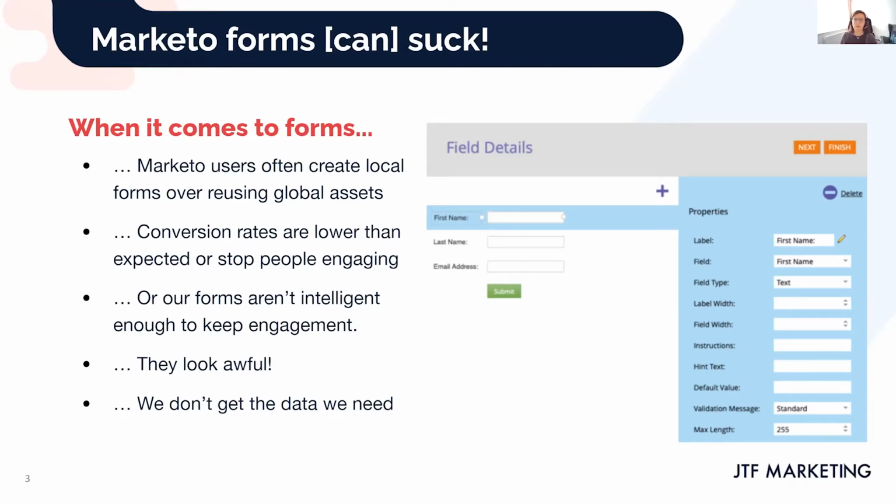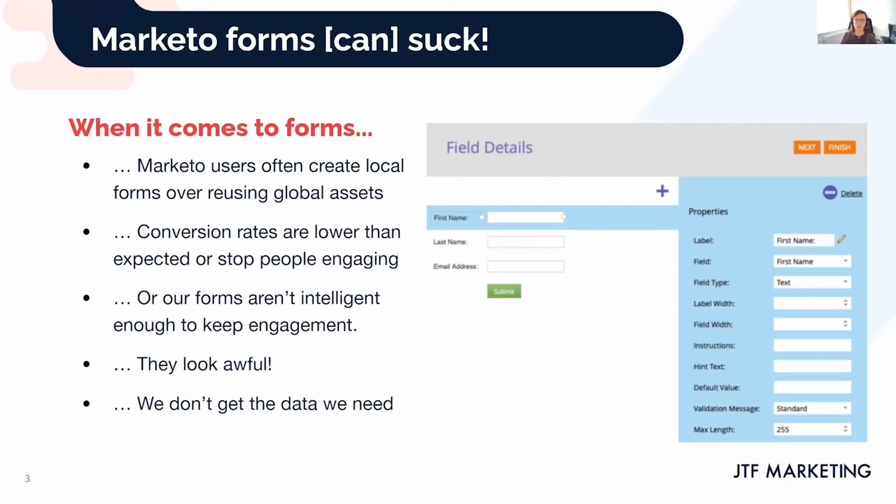So some of the problems I encountered was that my conversion rates were lower than I was expecting, and people never went anywhere else after that. My forms weren't intelligent enough to keep that engagement. They didn't look particularly good. I didn't have a developer or any HTML or CSS knowledge to customize the way my forms looked. And at the end of the day, we didn't actually get the data we needed. So for my scoring model, I was scoring on job seniority, but I couldn't actually figure out what someone's seniority was based on their job title. So it was a bit of a fail.